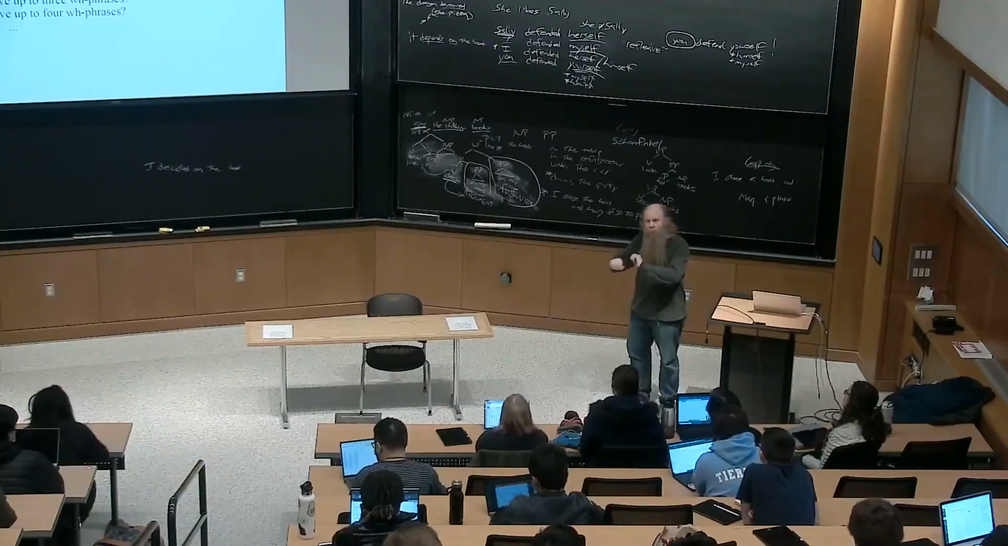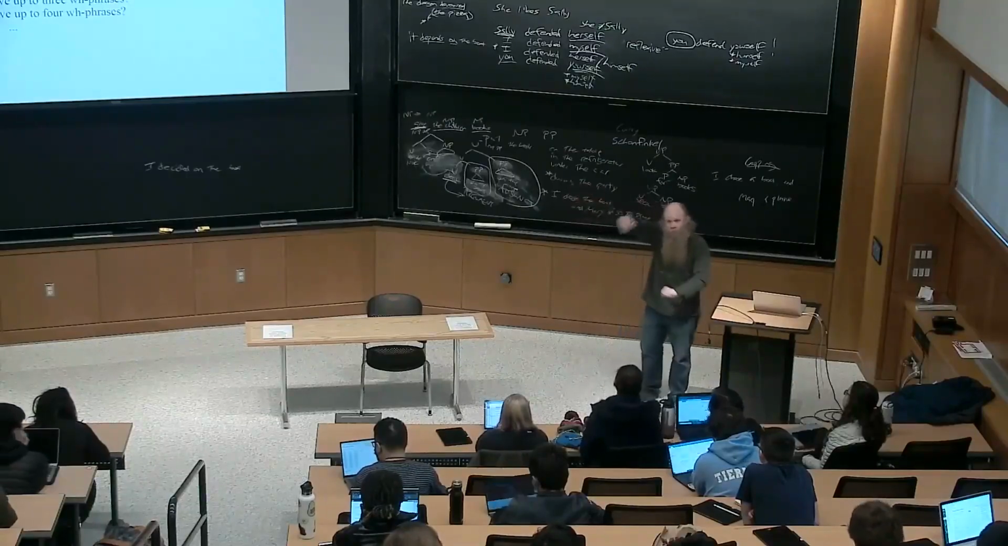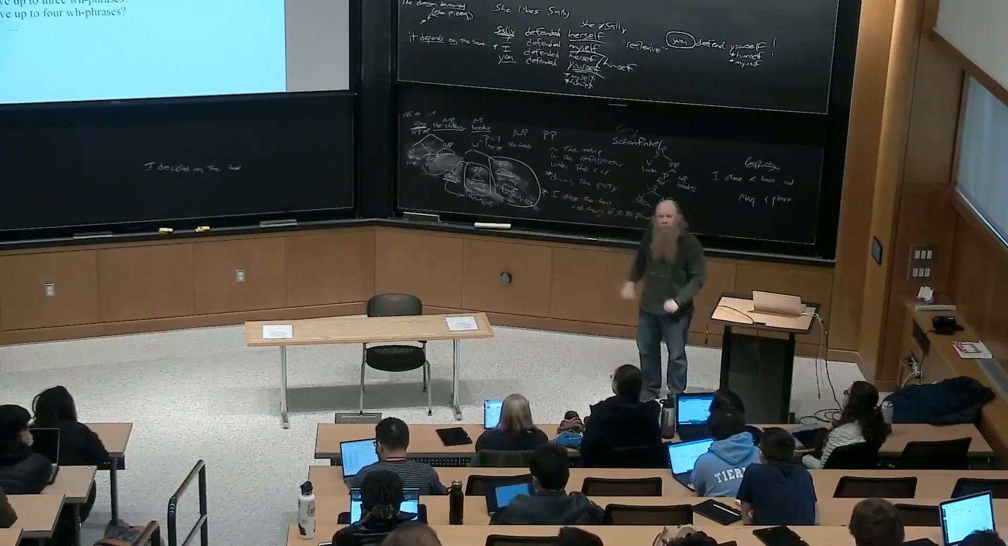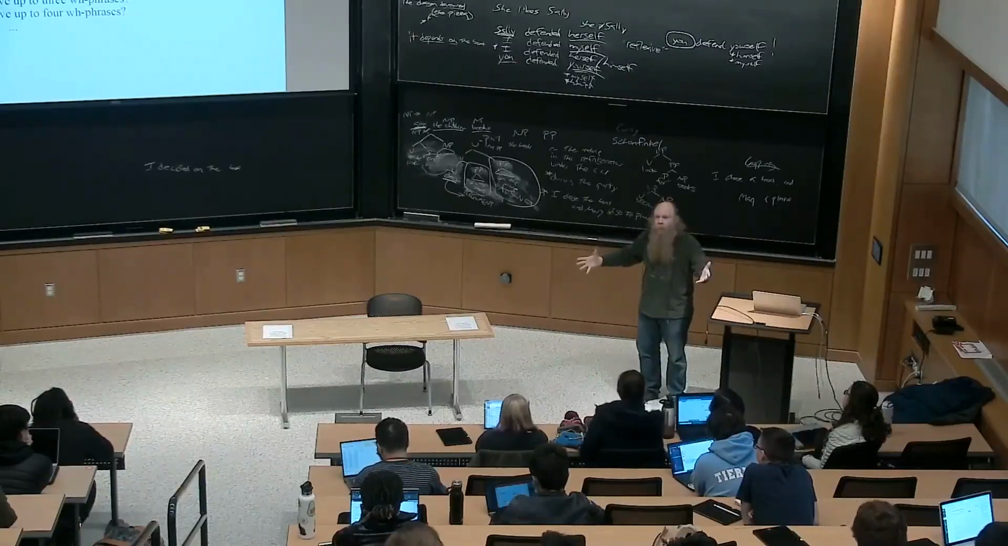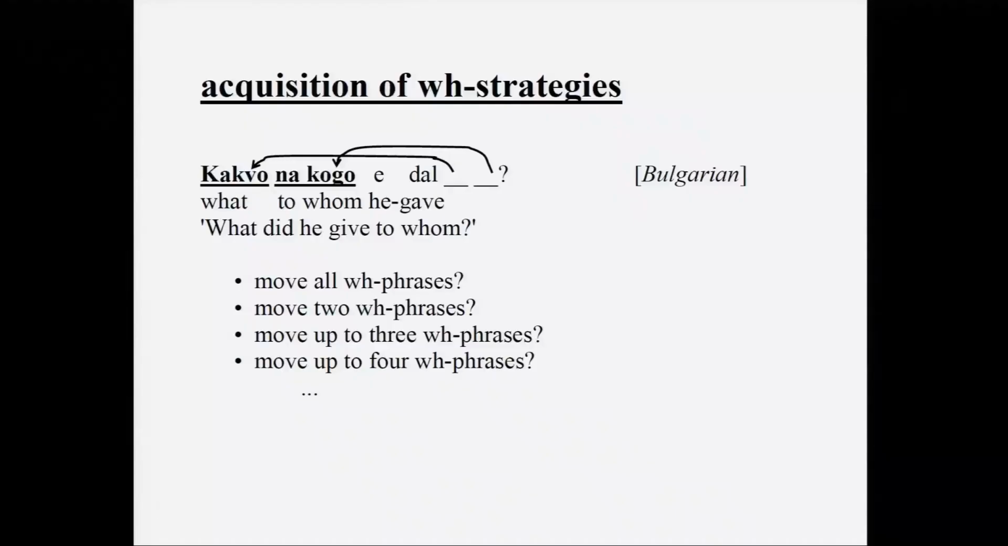That there would be the 2 WH Bulgarians and the 3 WH Bulgarians and the 4 and the 5, yeah, that you would find that out. That's not what we find out. The experiment has been done. What you find out is the Bulgarians are all the same. They all move all their WH phrases.